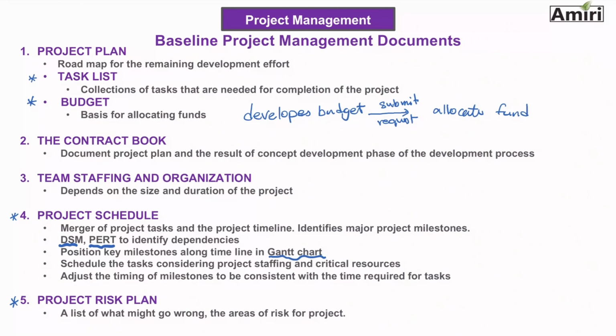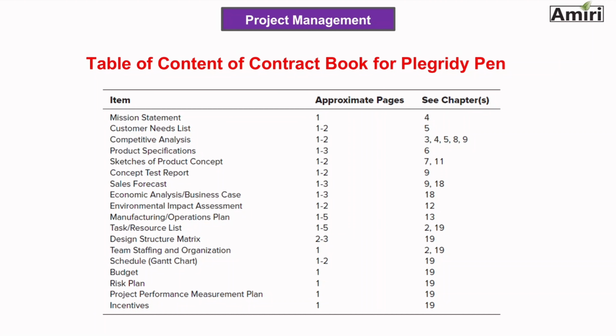So these 5 categories, again, depending on how you count the project plan, could be less, could be more. These are the main documents used in project management to make sure that coordination of the tasks is done properly. Some examples that we look at from the case study are what goes into the contract book and approximately how many pages are dedicated to that.